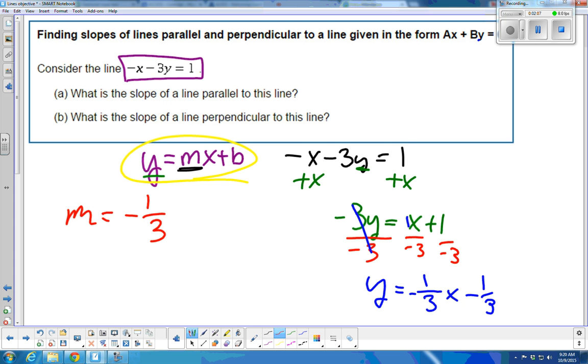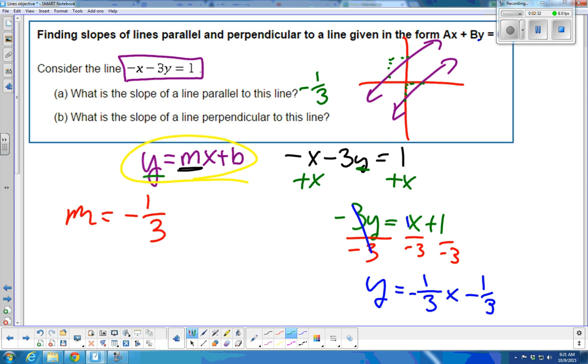So a parallel line, right? Let's think about a parallel line. That's a line that goes at the same, I like to look at it as the same up and overs, right? Here's your up and your over. It should be the same if it's parallel, which means it has the same slope. So if you have the slope of the given line, which is negative 1/3, the parallel line would be the same. It would be negative 1/3.